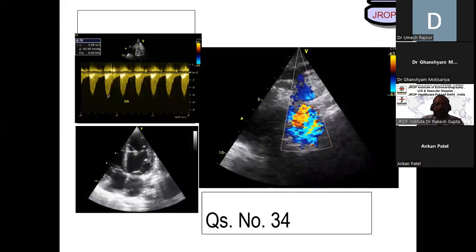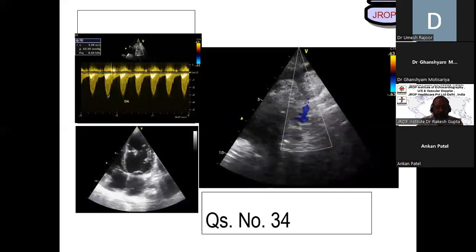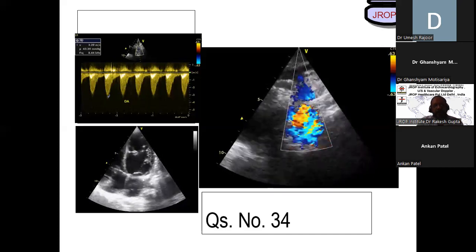Sir. What is this right picture? Sir, that is the outflow tract of the right ventricle, sir.